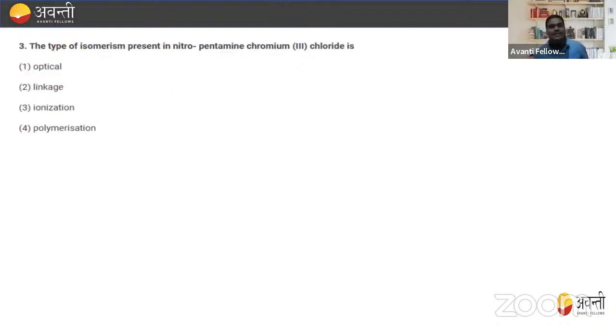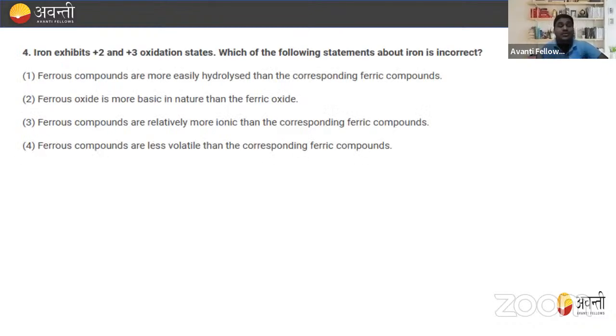Now, the type of isomerism question we are going to discuss tomorrow when we study coordination compounds. Till then, try to solve this question. Iron exhibits +2 and +3 oxidation states. Which of the following statements about iron is correct? You have to identify the incorrect statement from the following, right?